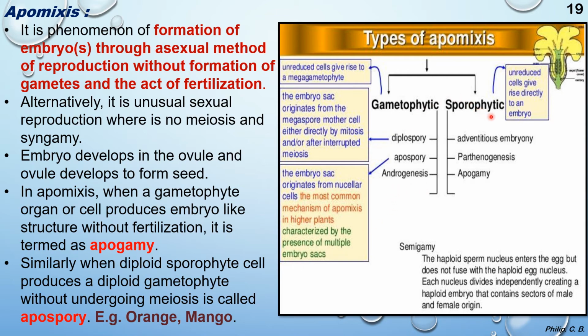Then in case of sporophytic, unreduced cells give rise directly to an embryo. So adventitious embryony, parthenogenesis and apogamy. And one more term is given, semigamy. The haploid sperm nucleus enters the egg but does not fuse with the haploid egg nucleus. Each nucleus divides independently, creating a haploid embryo that contains sectors of male and female origin.